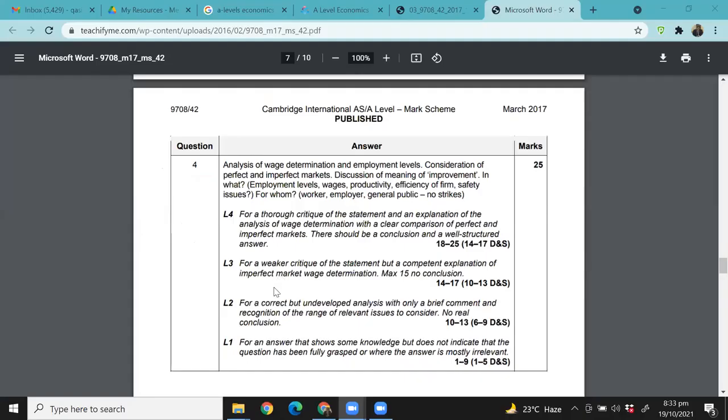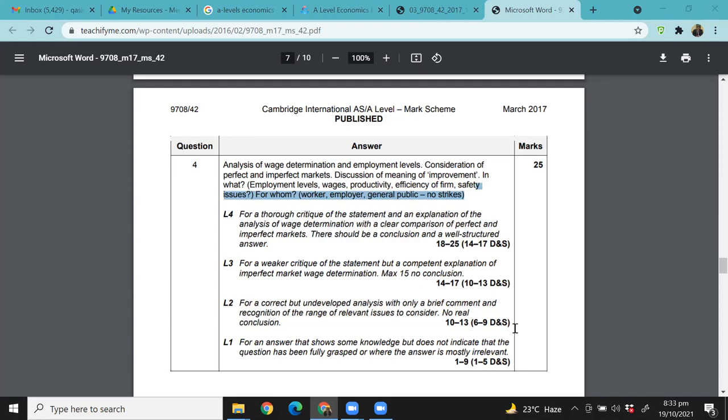And when you remove trade unions' presence, like in most cases in Pakistan, there are no trade unions, right? So every person has to directly negotiate their wages or working conditions with the employer, which means the company that they're working at. So in that case, you discuss what improvement there will be in wages, productivity, efficiency of the firm, and safety issues for workers, employers, and the general public. So you have to talk about it from all perspectives.